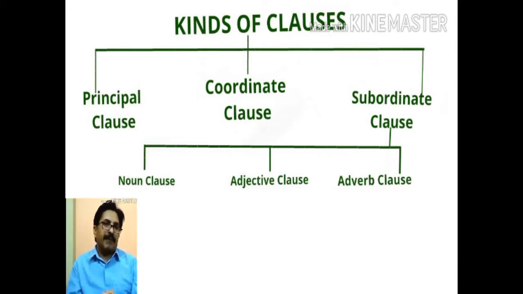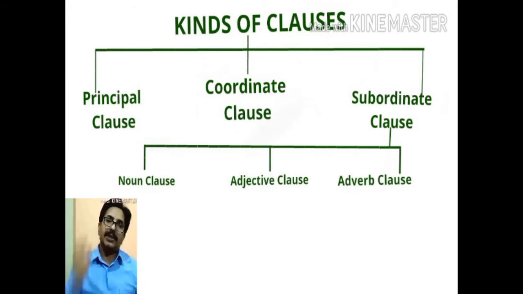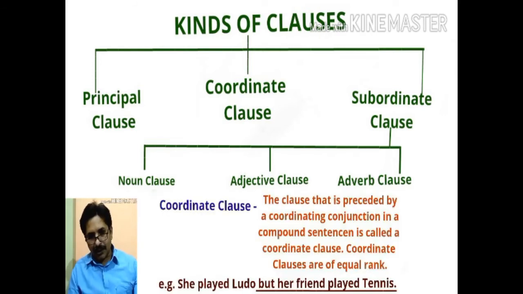In a compound or complex sentence, the main clause that can be written without any help from any other words or clauses in the sentence is called a principal clause. The clause that does not depend on any other clauses for the completion of its meaning is called a principal clause. And coordinate clause. There is a slight difference between a coordinate clause and a principal clause.